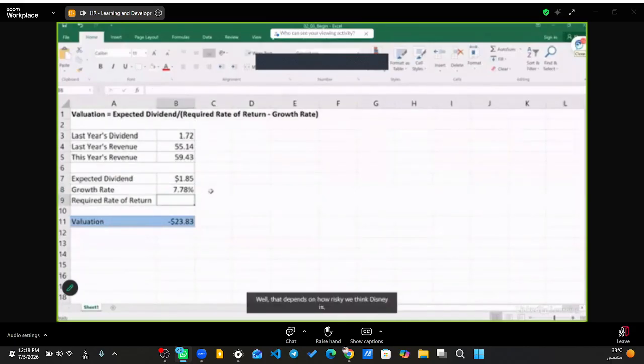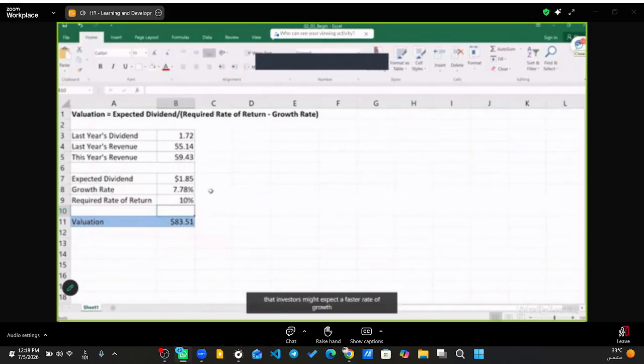Now, what's our required rate of return? Well, that depends on how risky we think Disney is. The average stock returns about 11% per year. Disney's probably a little bit safer than the average company that's out there. So instead of 11%, I'll use, say, a 10% rate of return. That gives me a value on Disney of $83.51. Disney was trading for around $114. So this suggests, at least based on these numbers, that Disney might be a bit overvalued.